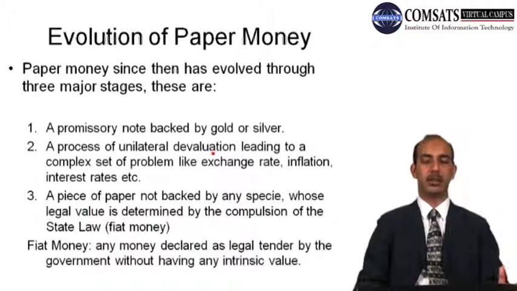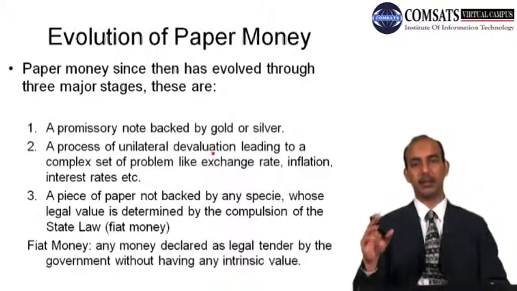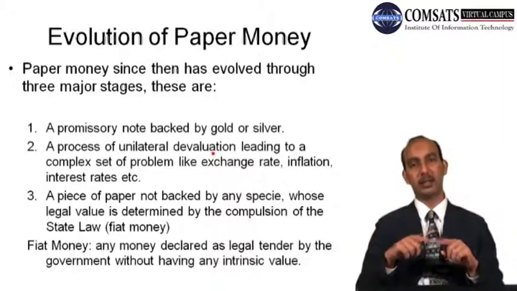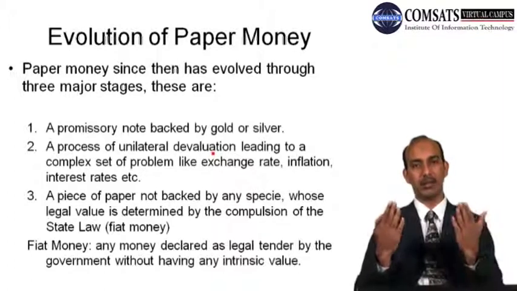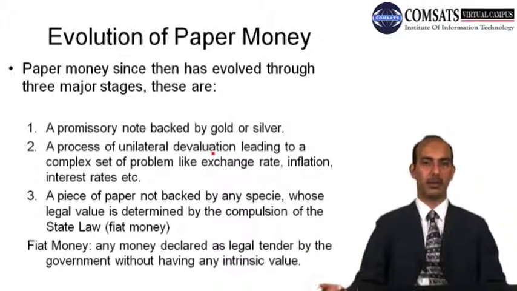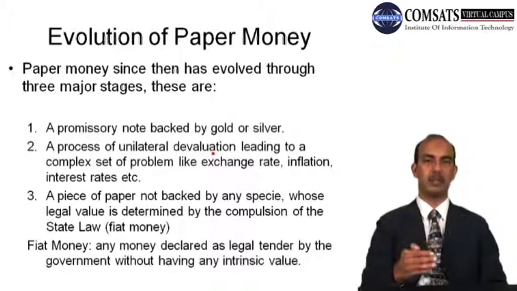So paper money since then has evolved through three major stages. The first is a promissory note backed by gold or silver, a promissory note that the person is having such and such amount of gold or silver. So that piece of paper certified that the carrier of this document has a claim on such and such amount of gold and silver. Those promissory notes, those documents, those claims, were acceptable in the market. You could purchase anything, and they are acceptable even today.